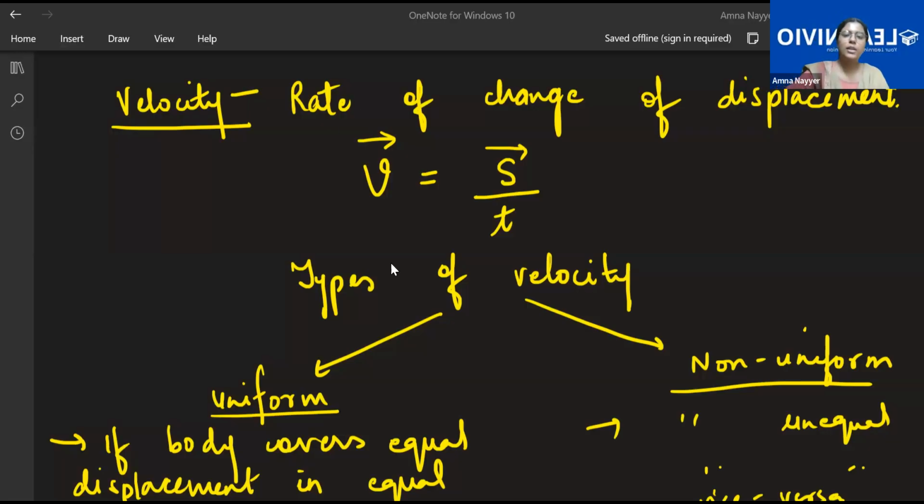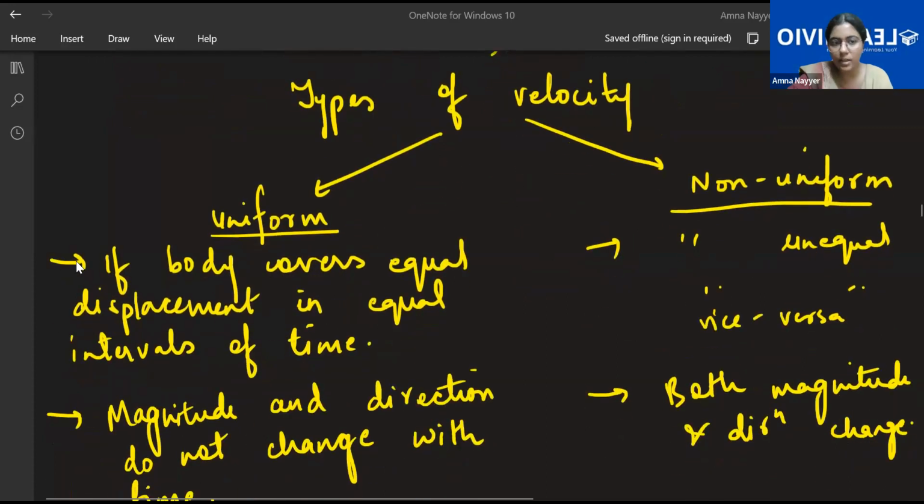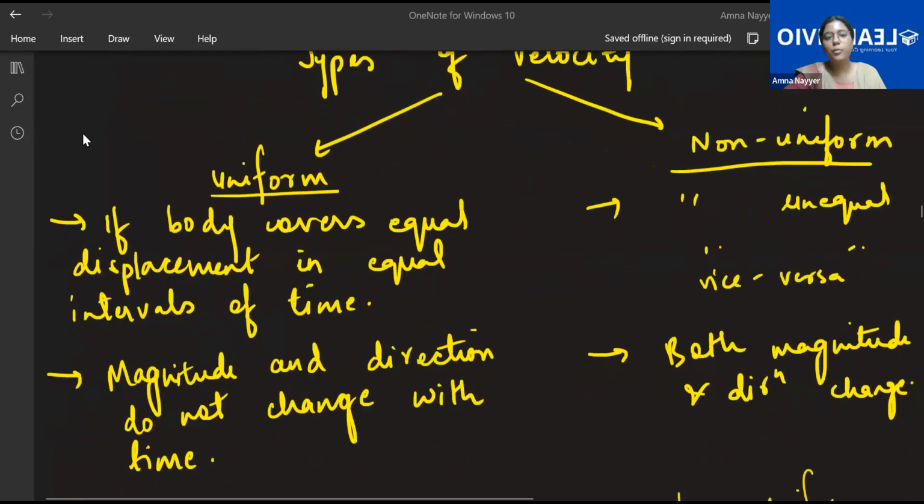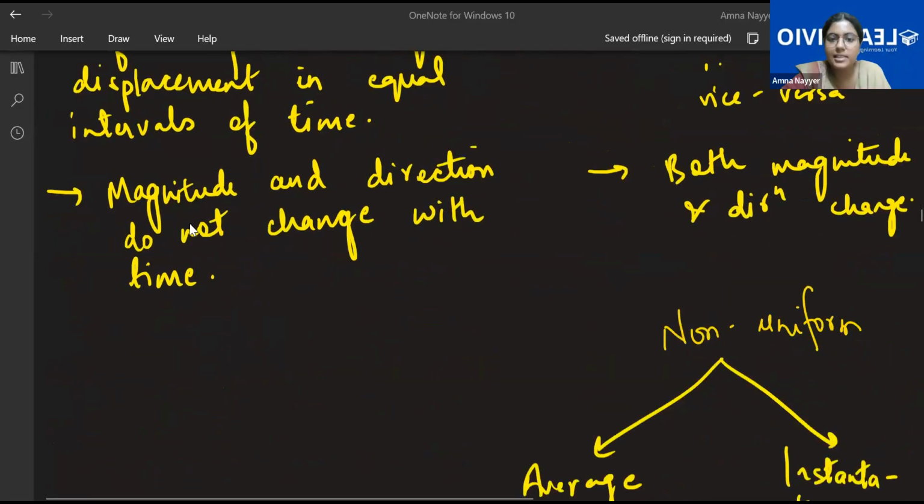Okay. So there are two types of velocities, uniform and non-uniform. If the body covers equal displacement in equal intervals of time, then that's uniform. Magnitude and direction should not change. Magnitude means the number. If it is 3 meters, it should be 3 meters throughout. If it is 4 meters, it should be 4 meters throughout. And in non-uniform, any of it can change. Displacement can be unequal, distance can be unequal.